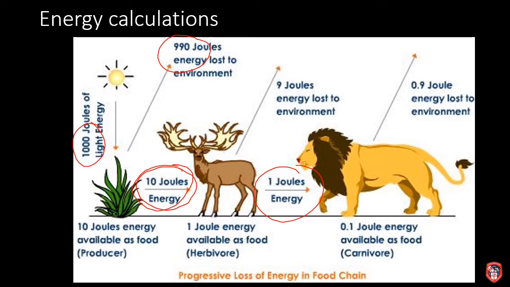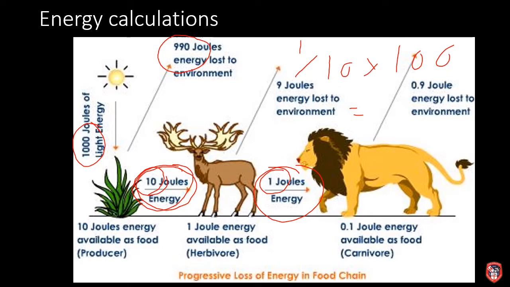So again, you might get questions about energy calculations. Now you'll do different examples of those in the past paper questions. You might be asked, for example, what percentage of energy can get passed on? If we think percentage wise, what percentage can get passed on to the next one here? If it's taken in 10 joules, only one gets passed on. So there's going to be 1 divided by 10 multiplied by 100 can get passed on. So what we're really saying here is only 10% can get passed on. So again, you're going to have quite a few calculations like that.